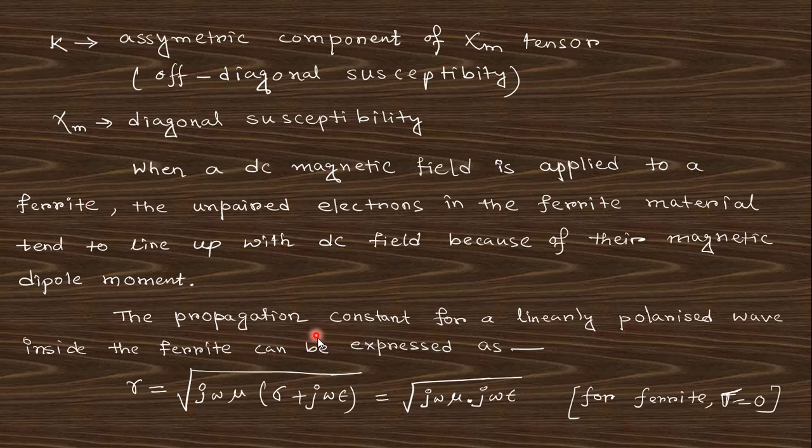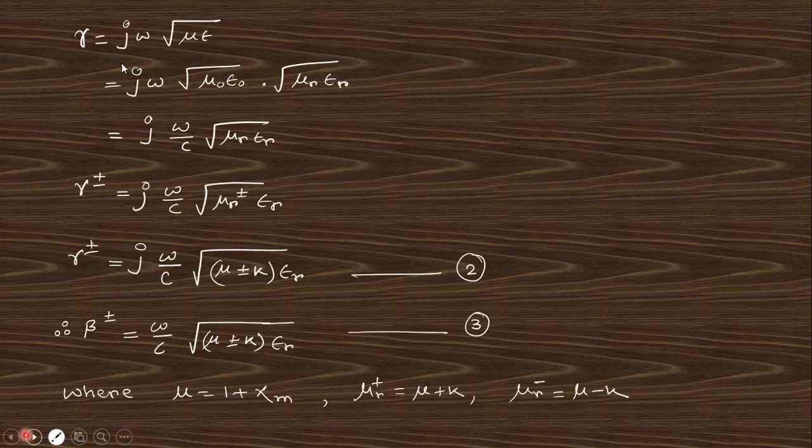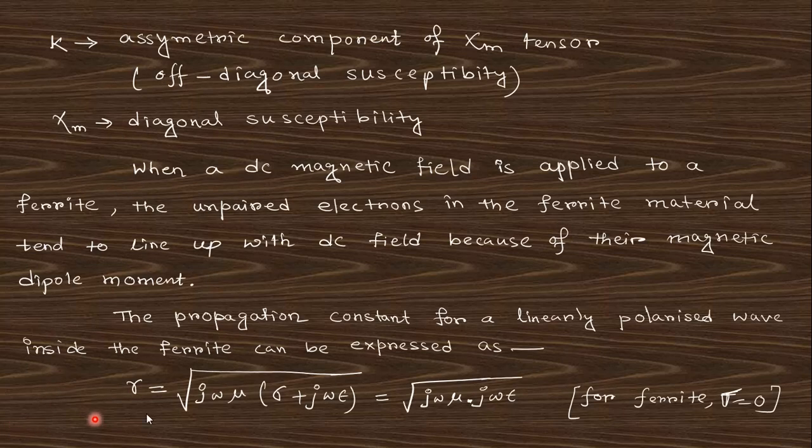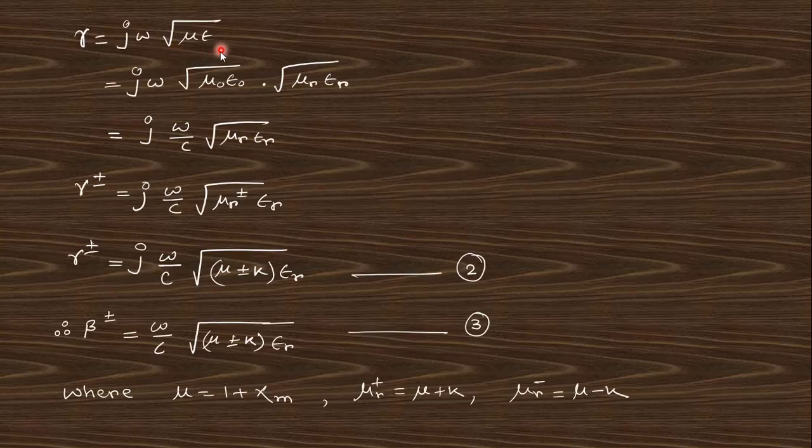So finally if you want to write down the propagation constant, gamma equals root under j omega mu sigma plus j omega epsilon, and for the ferrite material this sigma will be 0, you will get like that. So gamma finally will be j omega root mu epsilon. Okay, because there is a 2j and 2 omega, so you can write this as j omega root mu epsilon.